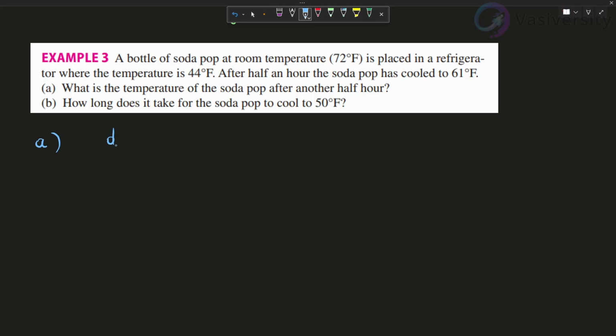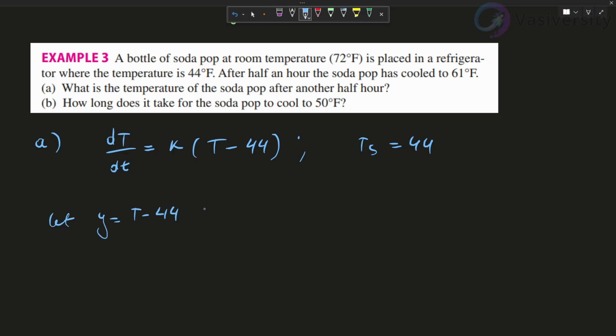We're going to have dT over dt is equal to k times (T minus 44 Fahrenheit). We have to keep the units. Now we know that our T sub S is 44. So let y be T minus 44, then y naught is going to be T naught minus 44, which is 72 minus 44, which is 28.